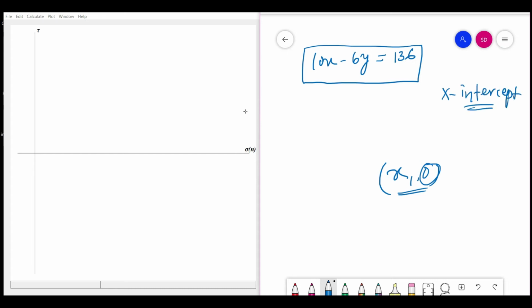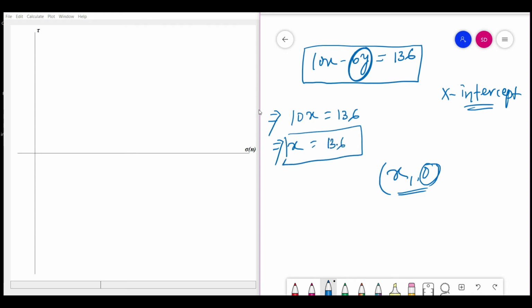It is the x-intercept. So the x-intercept we get by putting y equal to 0. Putting y equal to 0, we get 10x is equal to 136, and x is equal to 13.6. Previously we have already discussed that we assumed the center of the Mohr circle as x and y. Here y is equal to 0 and x is equal to 13.6. So we got the coordinates of the center, that is 13.6 and 0.